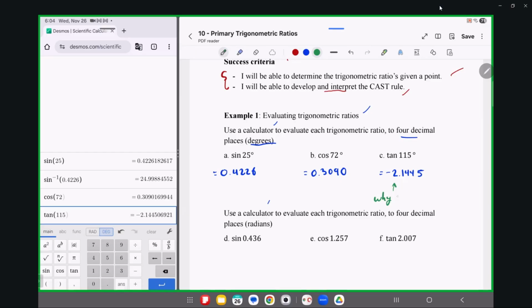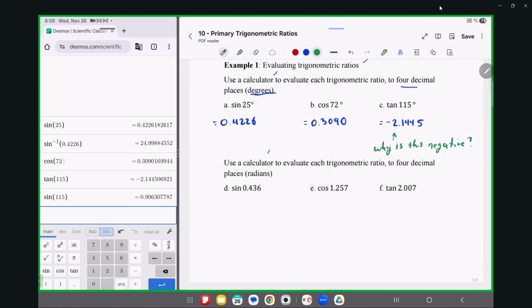At this point, the question you should be asking is, why is this negative? And that's a question that by the end of today, you'll be able to answer: why tan of 115 happens to be negative. Sine and cos being positive, that makes sense. But why is tan of 115 negative? Also, why is sine of 115 positive? Again, these are interesting questions we're going to study.